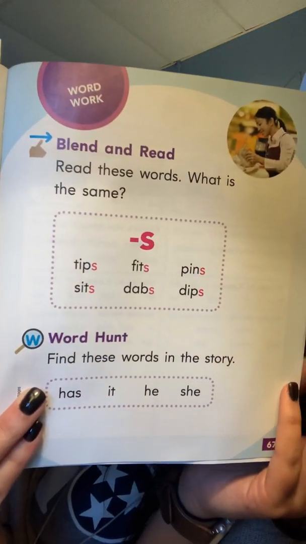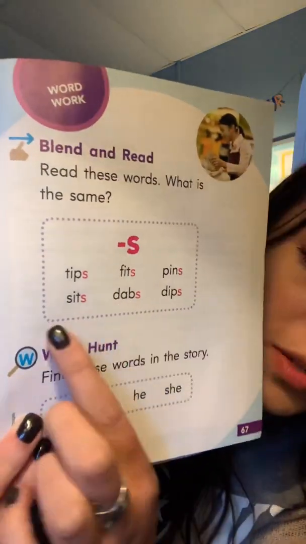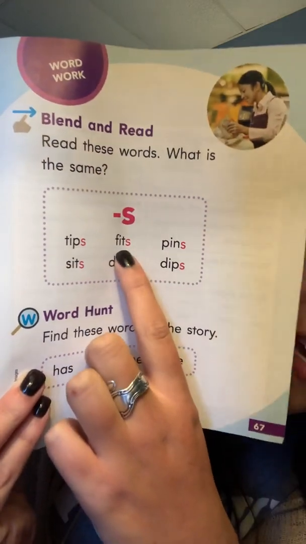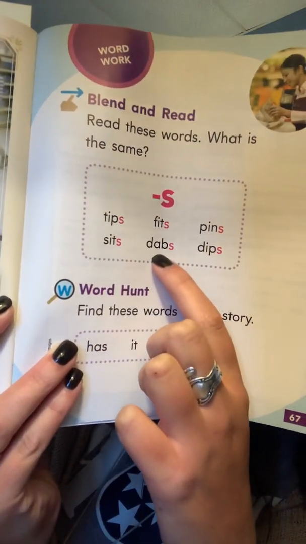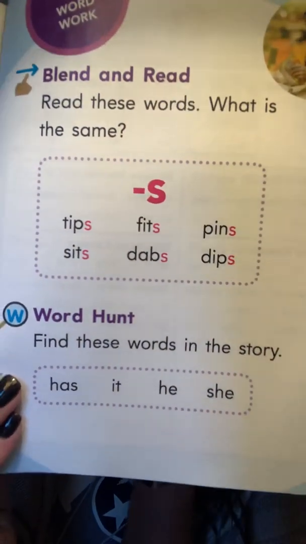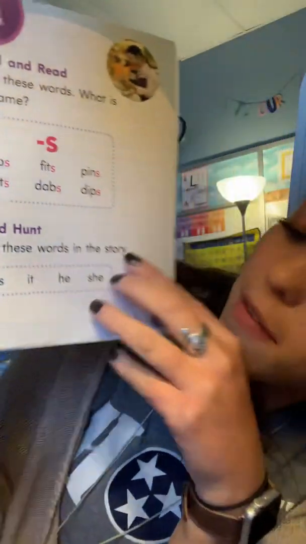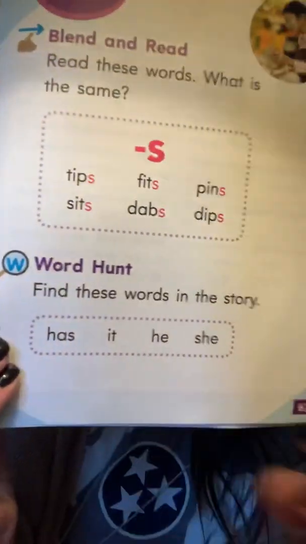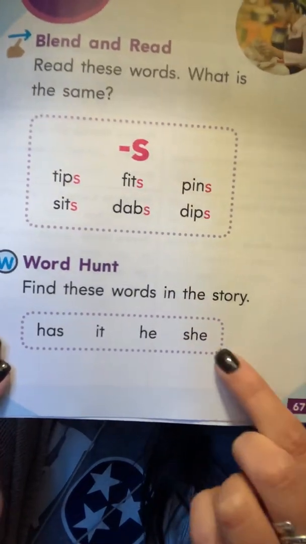Yes, you did. So on this page right here, we are going to read these words. And it says, what is the same? Okay, so we're going to find out what's the same about these words. So let's read them. Tips, fits, bins, sits, dabs, and dips. What do you notice about those words? What's the same about all those words? They all have an s at the end. Very good. And whenever we were reading, all of these words were in our text, in our book. Has, it, he, and she. So all of those are our words to know. Great job, guys.